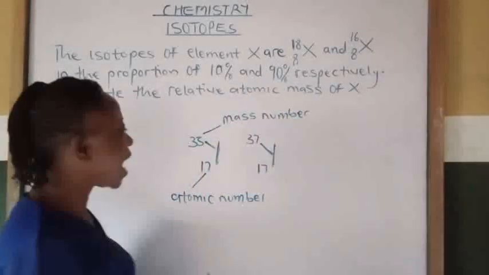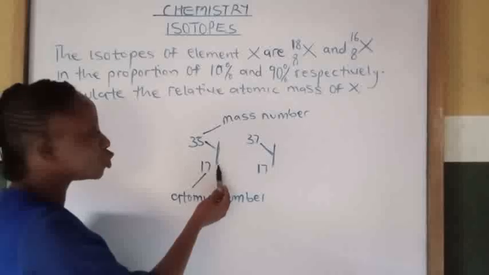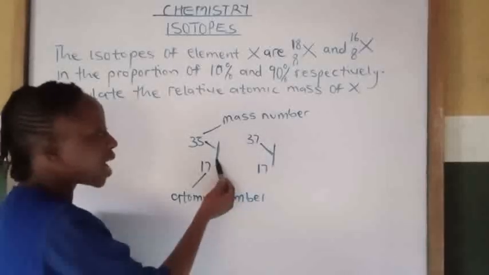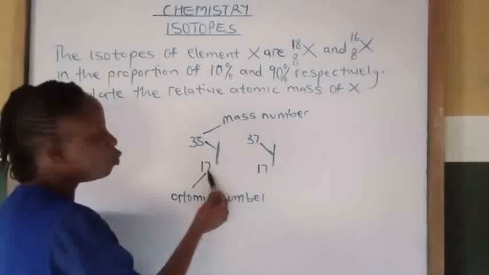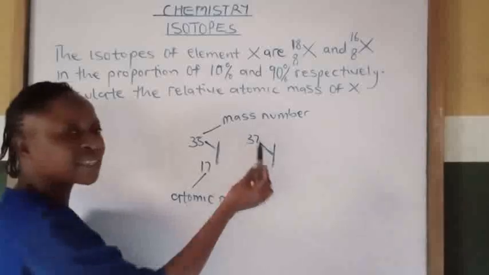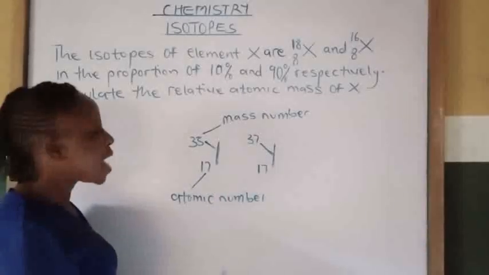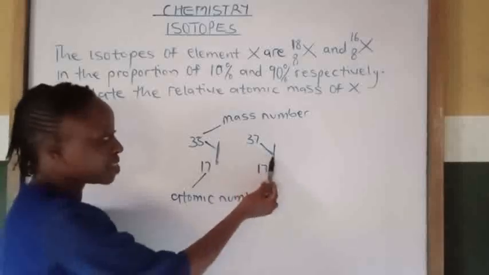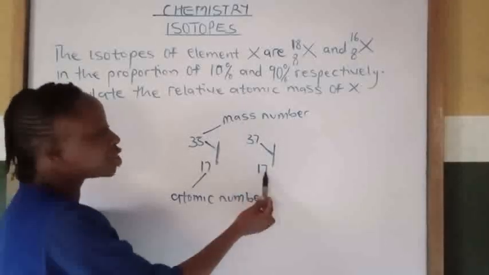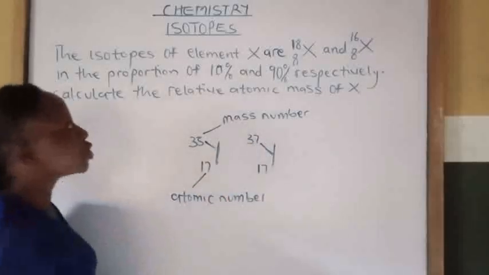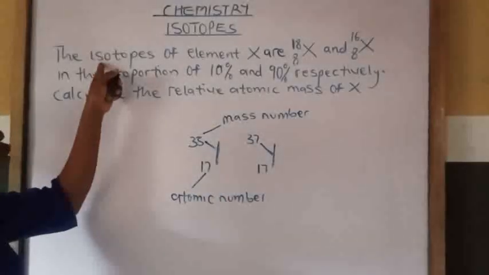So let's define isotope. Isotopes are atoms of the same element with the same atomic number but different mass number. Let's take it again. Isotopes are atoms of the same element. They are the same element with the same atomic number but different mass number. So let's solve this question on isotope.